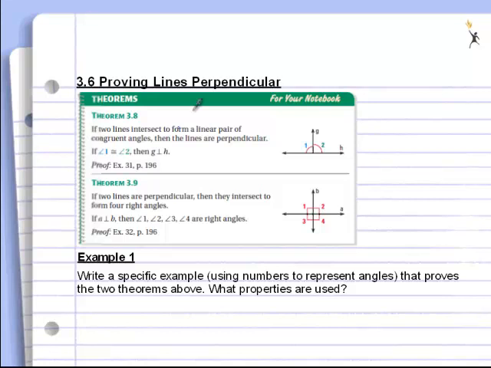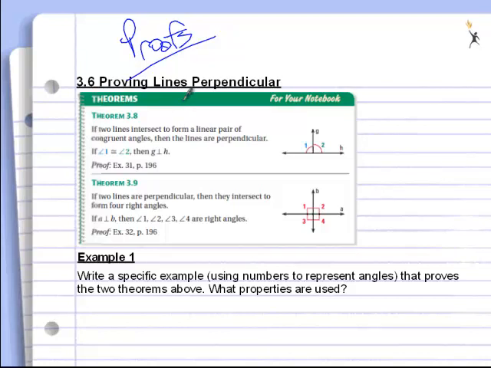Okay, the last section that we're going to talk about in Chapter 3 is just proving and doing proofs, something all of us love, about different things. Different types of angles, parallels, perpendiculars. We're going to go through this section rather quickly because really all it is introducing you to some new theorems that you'll use later on in the year.